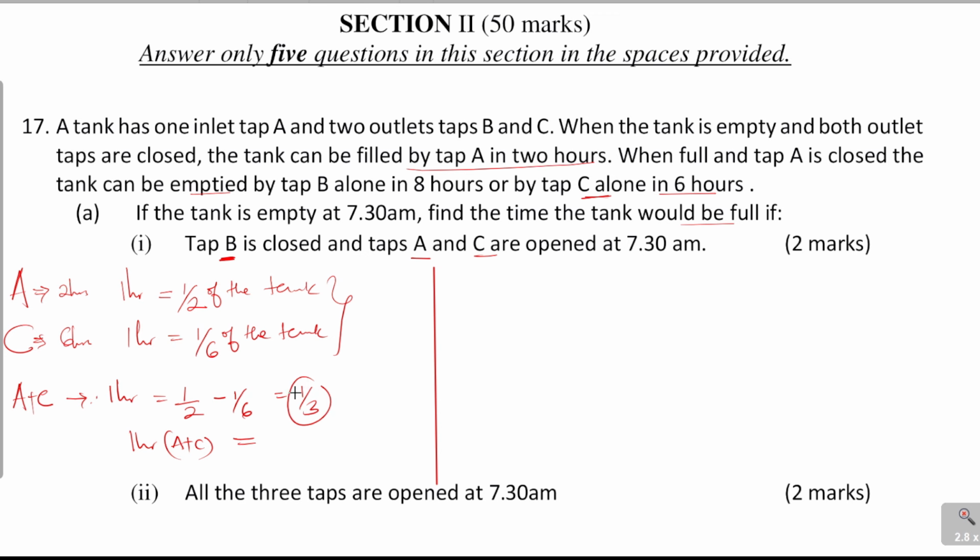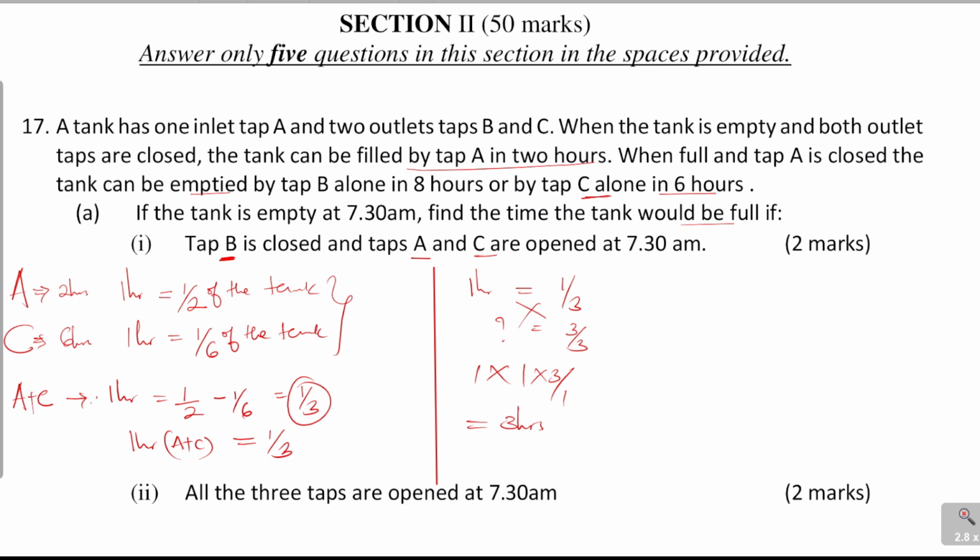This will be a third. So that is a third of the tank. So if in 1 hour both of these taps can fill a third of the tank, what about filling the whole tank? The fraction when the tank is full will be 3/3 or 1. So you just cross multiply: 3/3, which is the same as 1, multiplied by the reciprocal of 1/3, which is 3/1. That means both taps A and C can fill the tank in 3 hours.